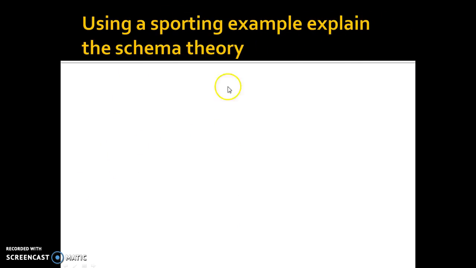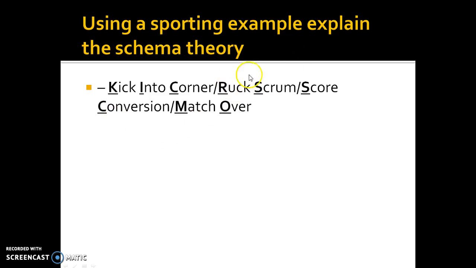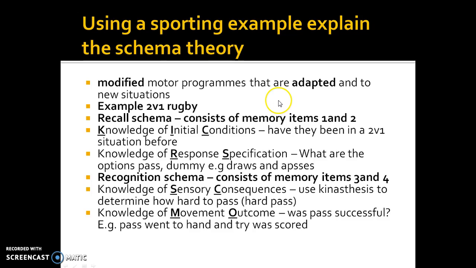Final question, explain the schema theory. Okay, so can you think of the memory method that we use for that? Okay, so going from there, your memory method should be kick into corner, ruck, scrum, score, conversion, match over. That is your memory method. From that, if you're struggling still, can you now translate those emboldened, underlined parts into an answer? The answer you'll be looking for for the schema theory would look something like this in its most full version.